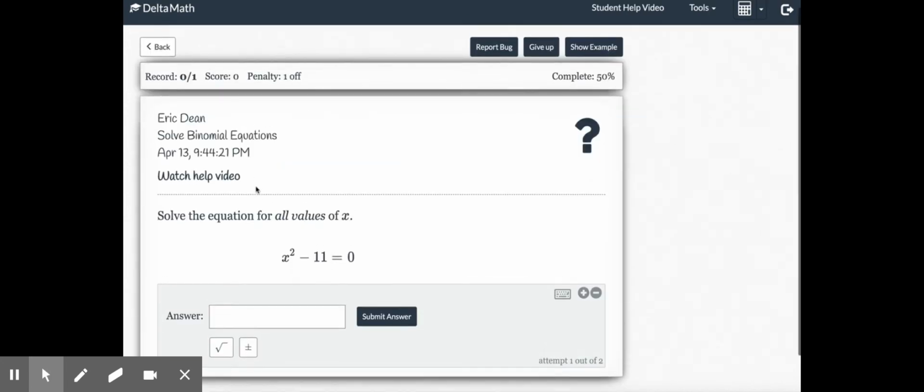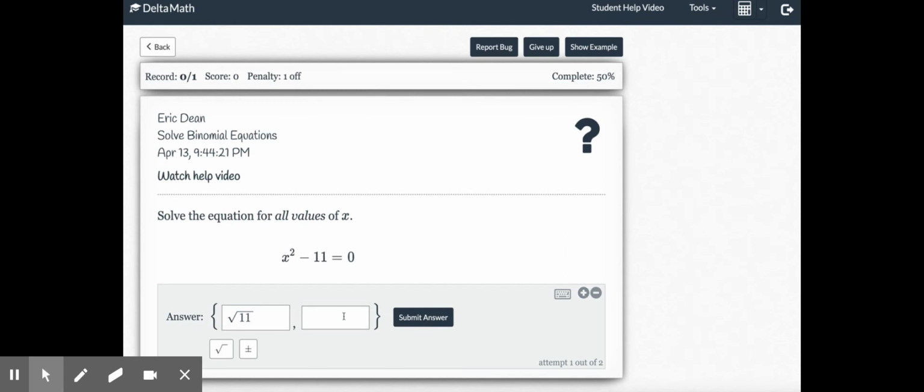So I did want to show you what happens if there's multiple solutions. The solution to this is radical 11 and negative radical 11. So in the box, we can press the radical key here, and then write radical 11. But for a second solution, there's 2 ways we can do that. One way is to press this plus box, which makes 2 empty boxes, and then we can write negative radical 11 as our 2 answers.